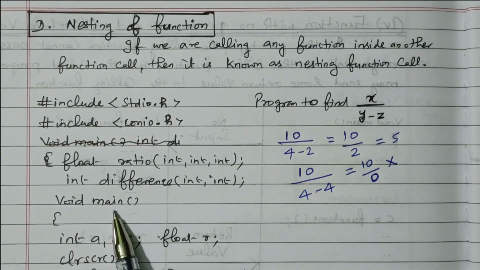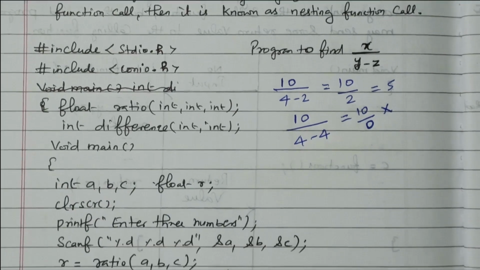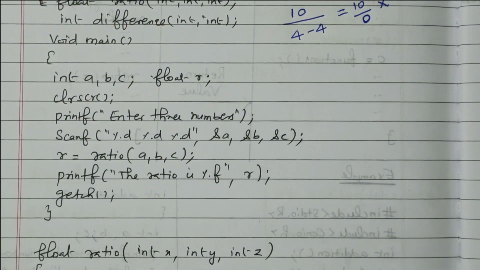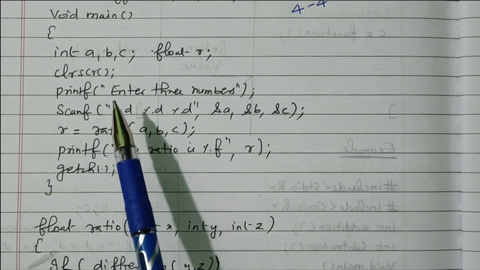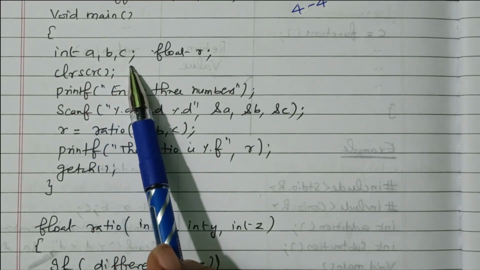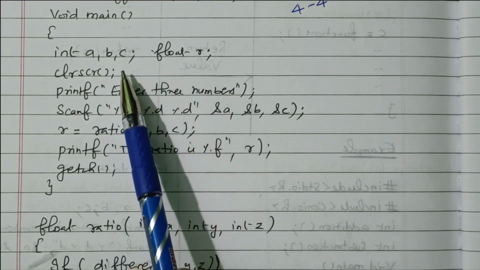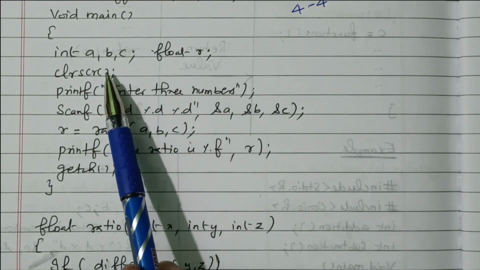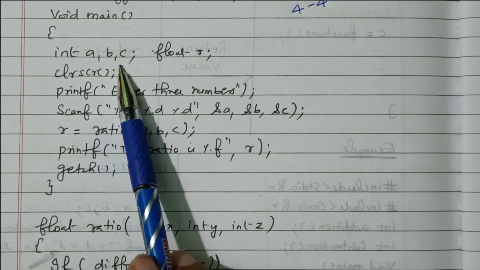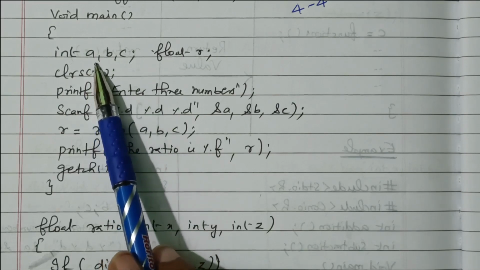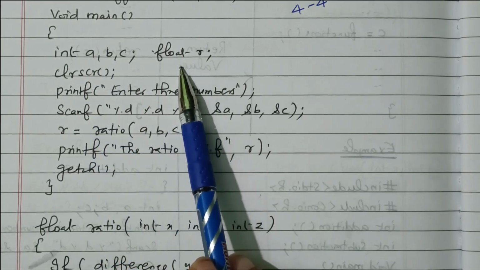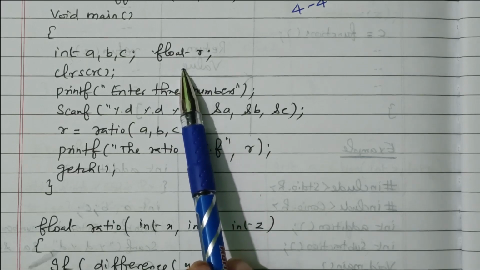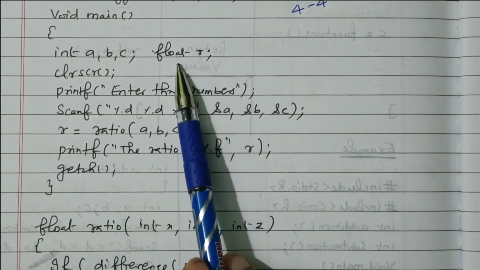Now we can start the main program, void main. Before clear screen, we can go for the variable declaration. Integer a, b, c, right? That is nothing but x, y, z. x divided by y minus z. We need three variables. That is given a, b, c. We can take x, y, z here also, but here declared as a, b, c. The answer is stored in r, float r, because while dividing, it is possible to get decimal points. So the answer is declared as float.